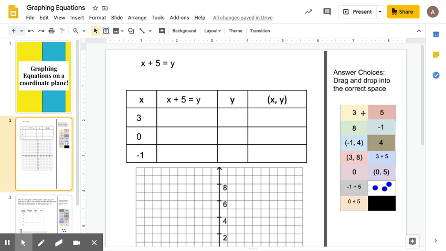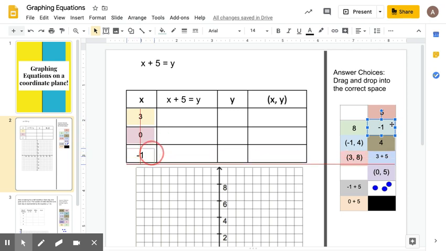The first thing I'm going to do is I'm going to come over here. I'm going to drag my 3 over into the correct spot. I'll do the same with 0 and with -1, okay? So our goal is to drag these answer choices into their correct location in this chart.